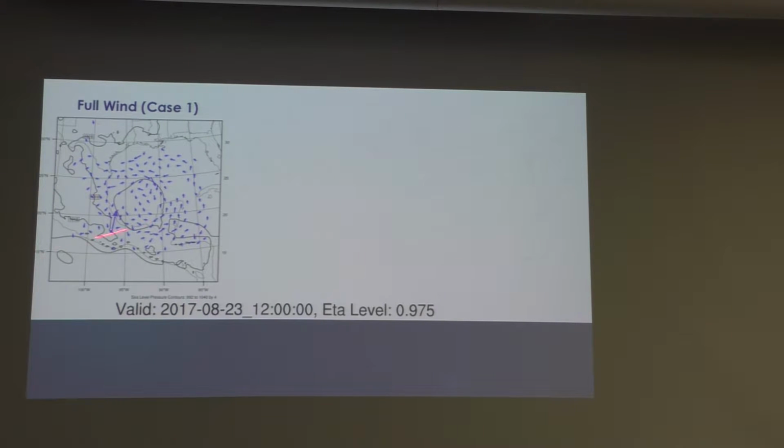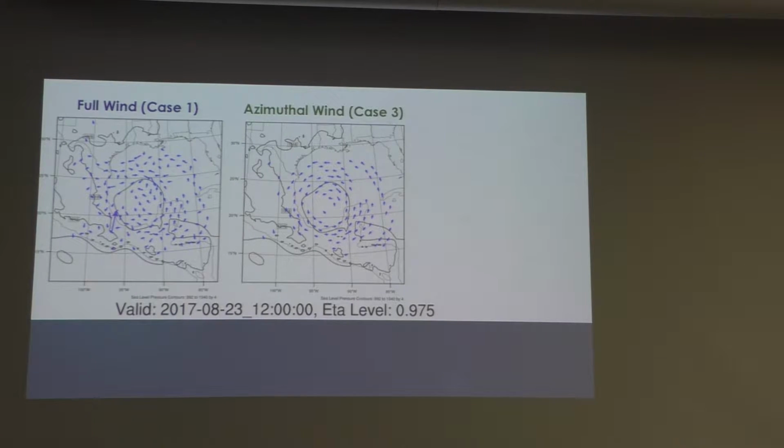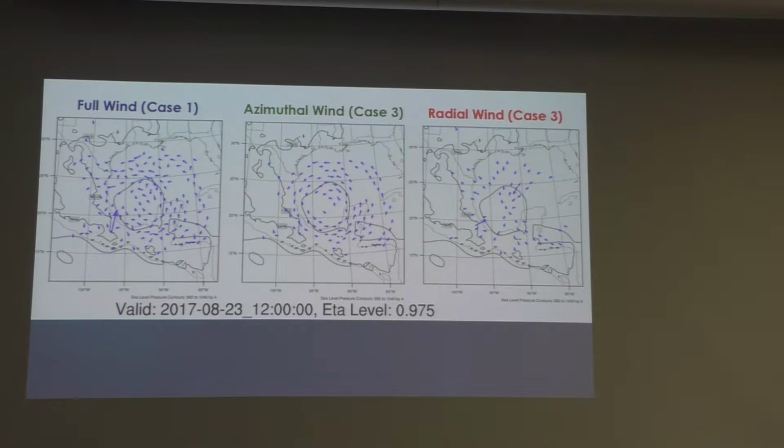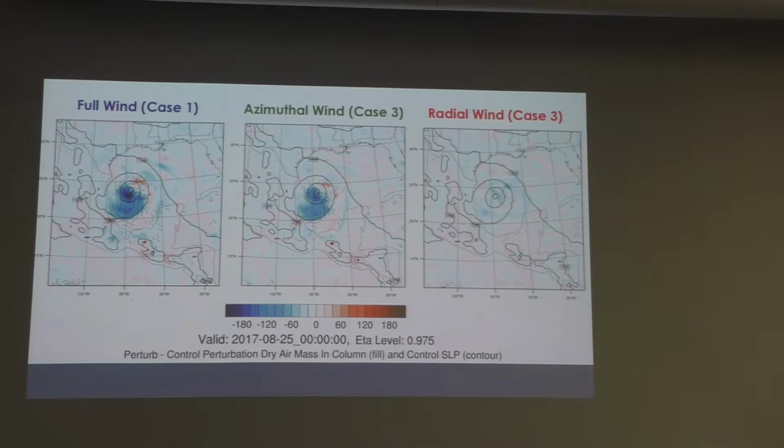So going back to that full wind perturbation case, I partitioned it into its azimuthal components and its radial wind components. And what you see then is, again, it's all swirling around the storm and going into it. This is just one level, but I partitioned it throughout the entire atmosphere in the model domain, and I allowed those three different cases to be integrated forward in time to see how the perturbation fields evolve.